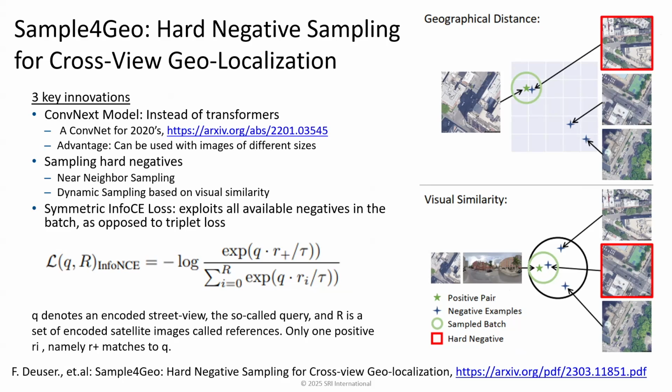The third thing they did was they used a symmetric InfoNCE loss. So instead of using a triplet loss where in any error term you had one positive and one negative, they said we'll have one positive, but we'll use all the negatives in a batch. And that can be seen over here.